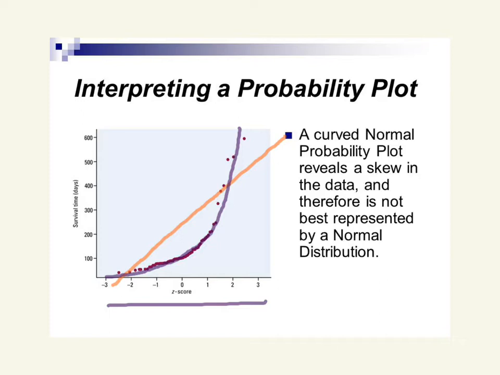Now, could we use a normal distribution to represent this data? We could. But again, we've said this before, there's a lot of things that we can do. That doesn't mean that we should do them. So this is an example where if we saw this in our normal probability plot, we definitely wouldn't want to utilize a normal distribution to represent this data because it really doesn't represent it well.